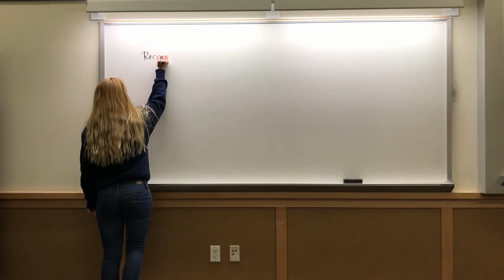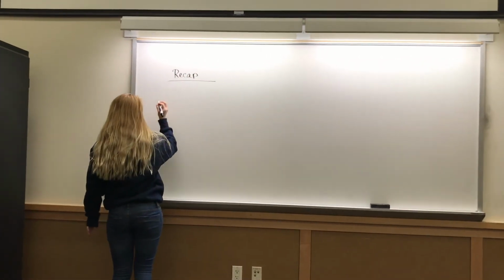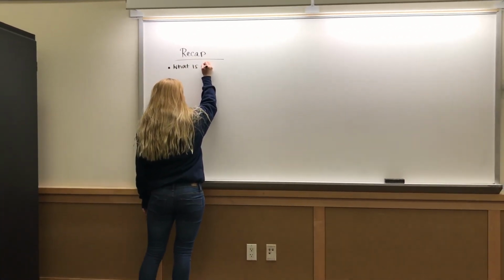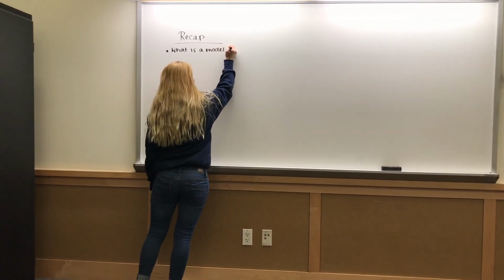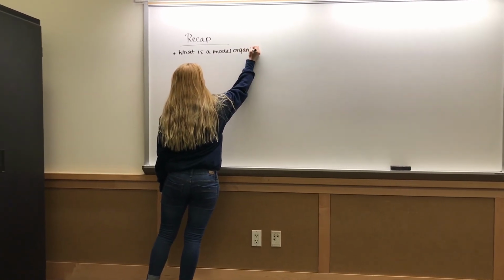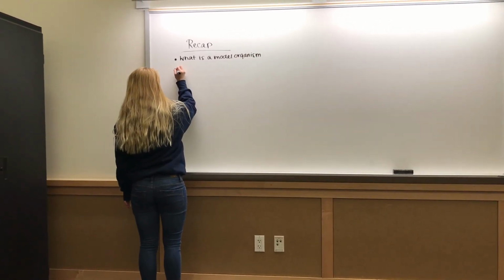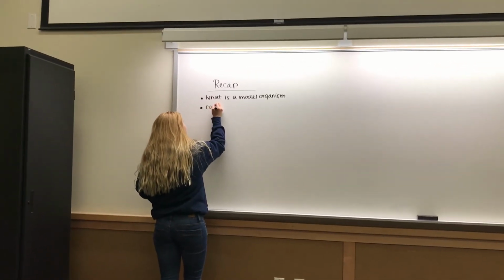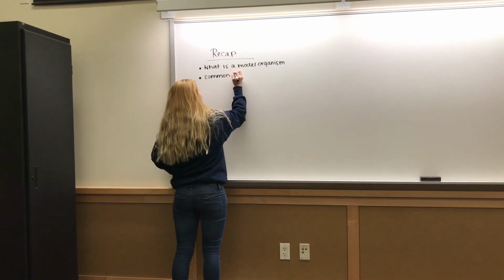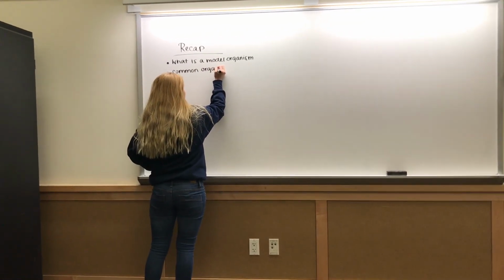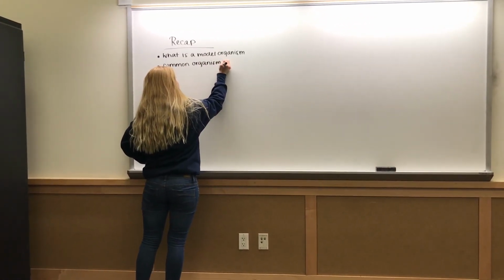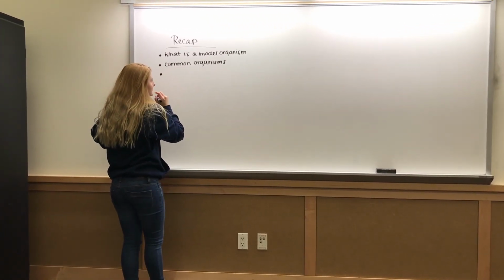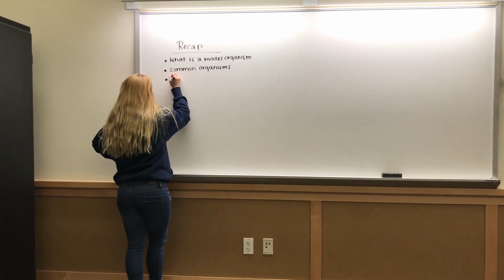So to finally recap on what we have discussed previously, what a model organism is: they are species that have been widely studied for experimental advantage because of their ability to be maintained and bred in a lab setting. Common organisms that are used are E. coli, zebrafish, a nematode worm, yeast, fruit fly, and mice.